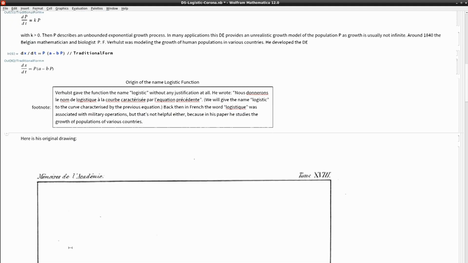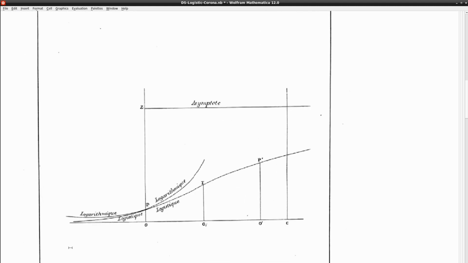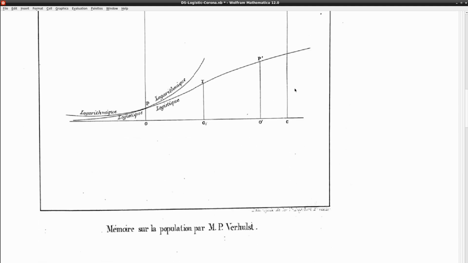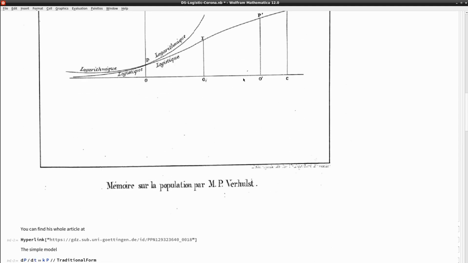So here is his original drawing from the paper, and we can clearly see that we have two curves here, a logarithmic curve and a curve that he calls logistique. And we clearly see that we have an asymptote that will be an upper bound for the saturation process. Okay, and if it interests you, you can find his whole article at this hyperlink from the University of Göttingen.